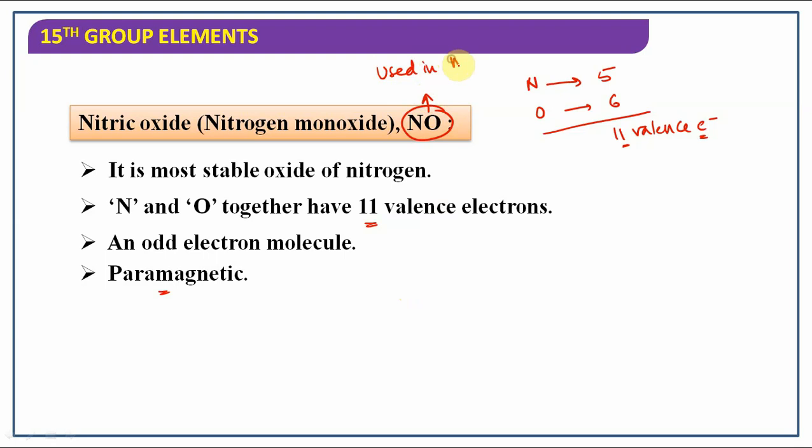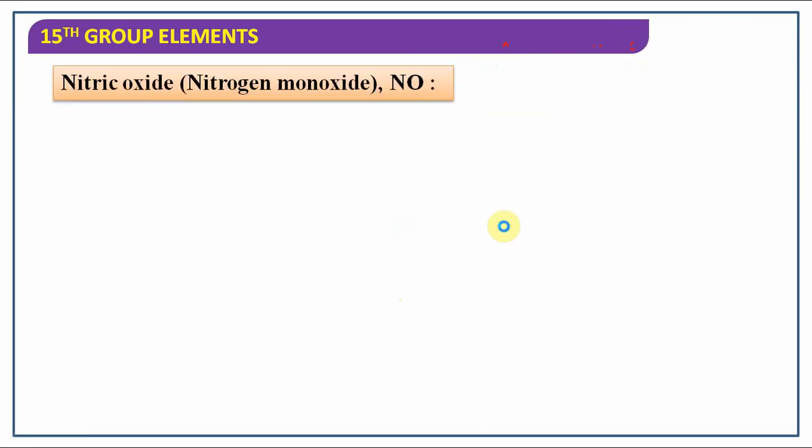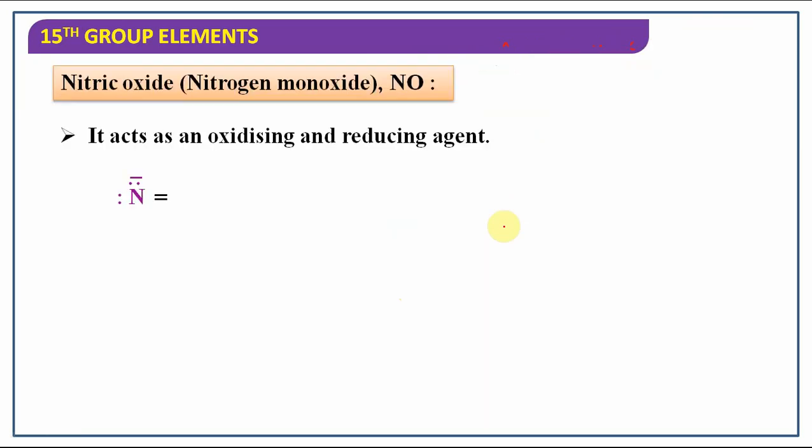The best use of nitric oxide, as I told you, is in the manufacture of nitric acid. By which process? By Ostwald's process. By Ostwald's process, we can manufacture nitric acid with the help of nitric oxide. It acts as an oxidizing as well as a reducing agent.